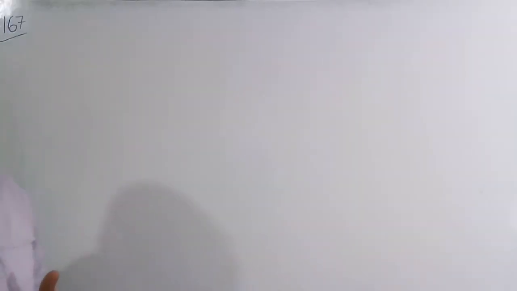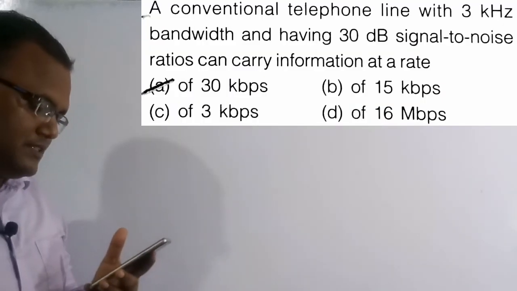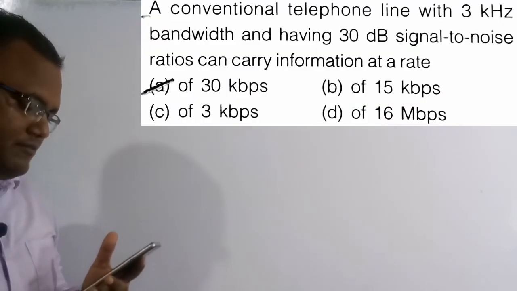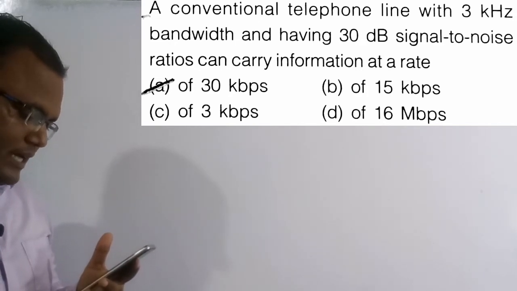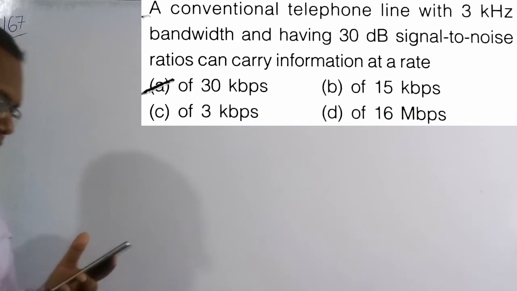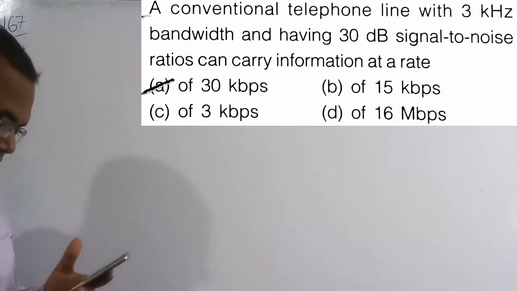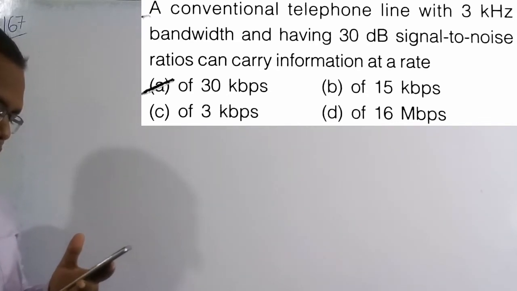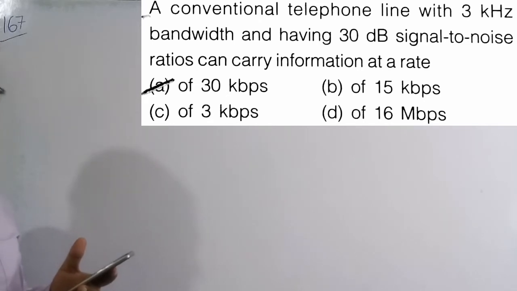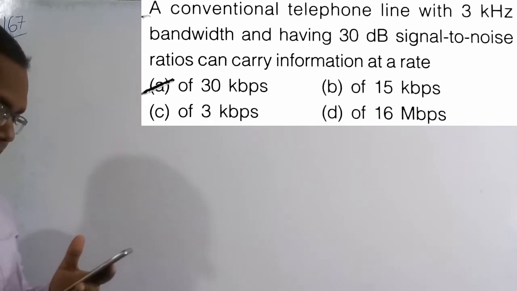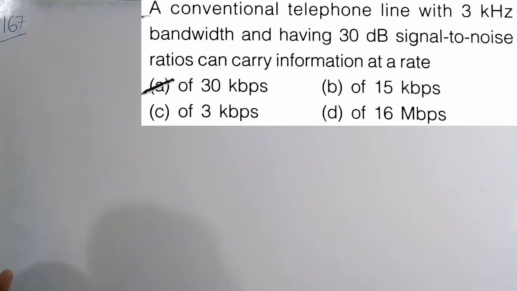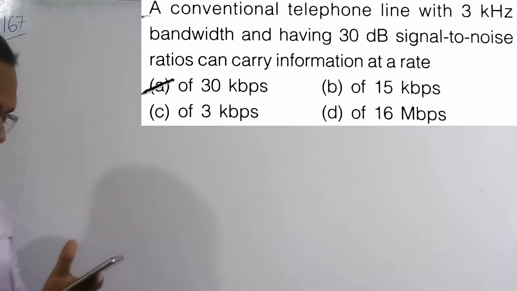So now we are going to solve the 167 question. See the question here. A conventional telephone line with a 3 kHz bandwidth and having 30 decibels signal to noise ratio can carry information at a rate. So basically there is a telephone line whose bandwidth is 3 kHz and it has a 30 dB signal to noise ratio. The signal to noise ratio is given in terms of dB. Based on these two things we have to find the information rate.